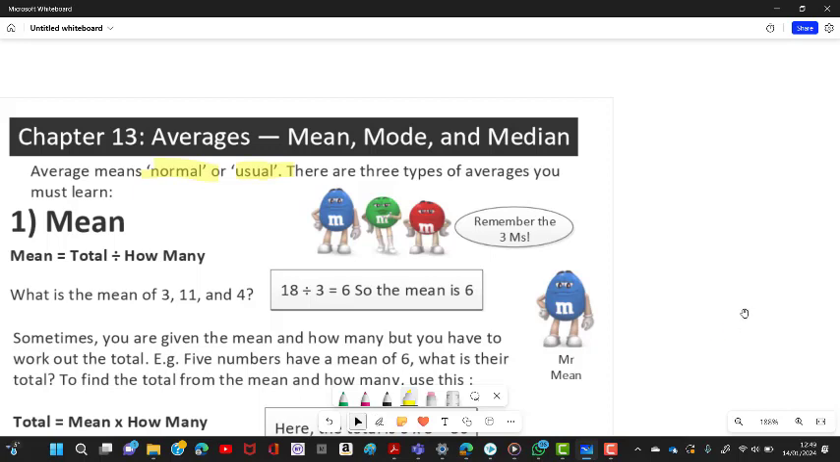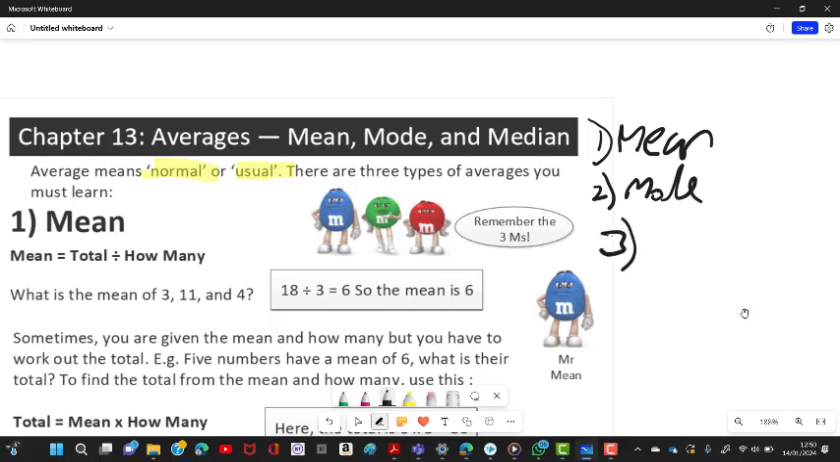And there are three types of averages you have to know, and they all begin with the letter M. Three types of averages. So we put a copy of three M's here. One is mean, which we'll cover last. The second one is mode, and the third one is median. So the three M's. Okay, let's start with the easiest one first.